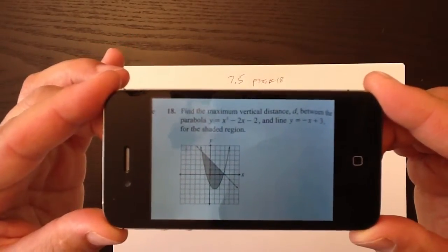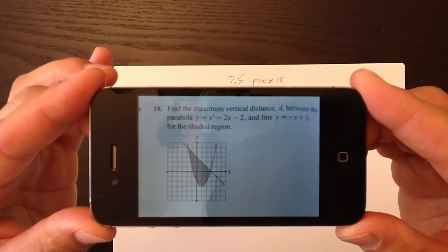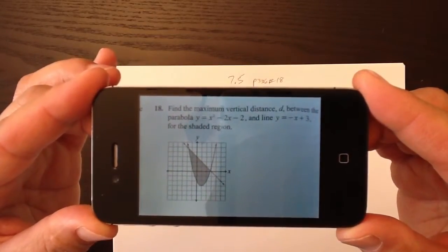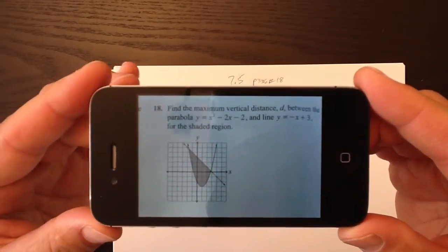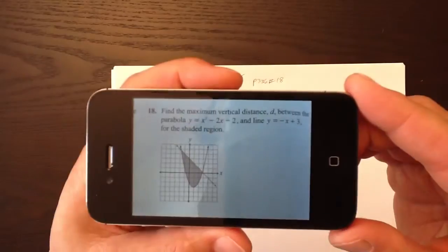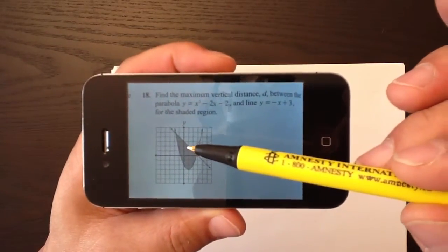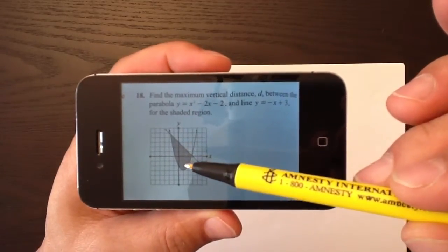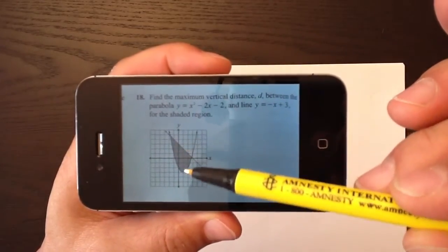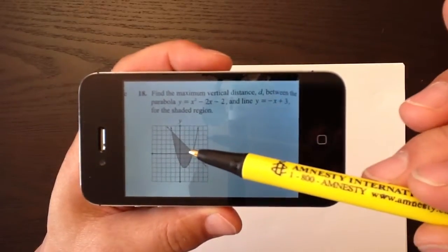Find the maximum vertical distance d between the parabola y equals x squared minus 2x minus 2 and the line y equals negative x plus 3, for the shaded region. So it just means within that shaded region there is a value for x somewhere here for which the y on the line and the y on the curve is at a maximum distance. We don't know where that is, so we're going to have to calculate it.